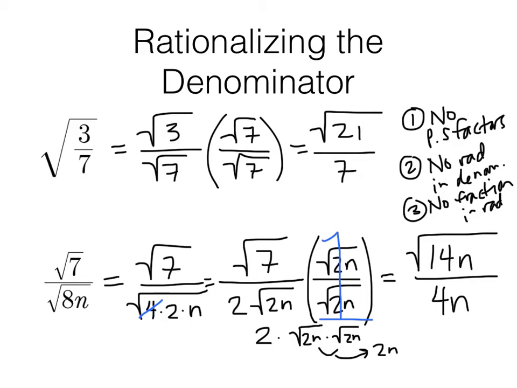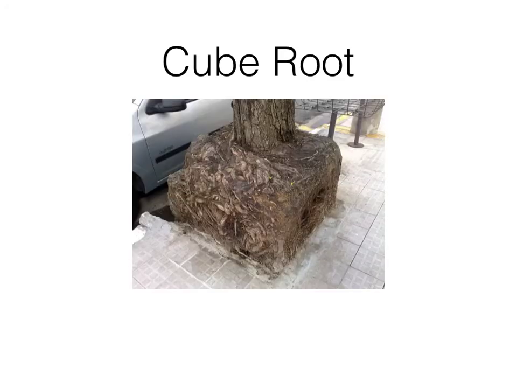All right. Let's move on to something called cube roots. What exactly is a cube root? Well, a cube root is not this, but this is kind of cool. This is the root of a tree that grew into a cubic shape because of a grating that was over top of it, and I think that's pretty cool in terms of nature. But no, not that cube root.